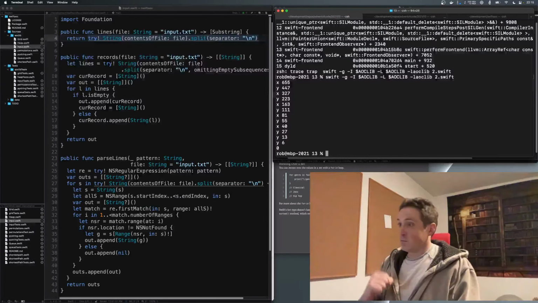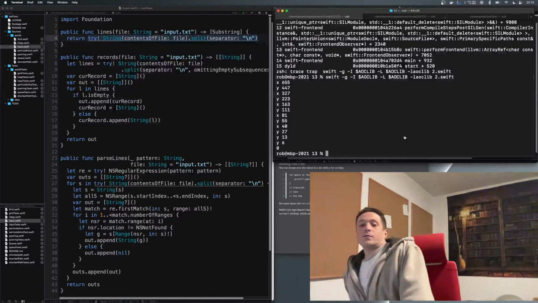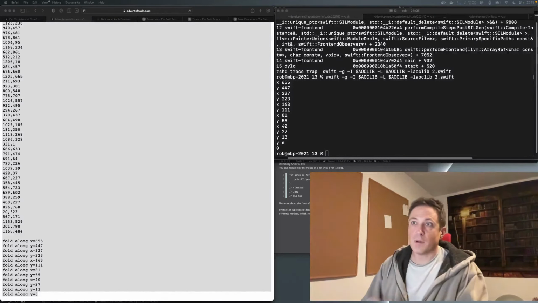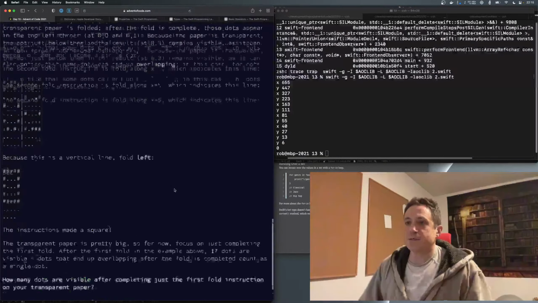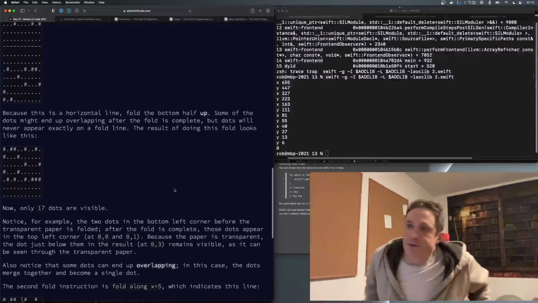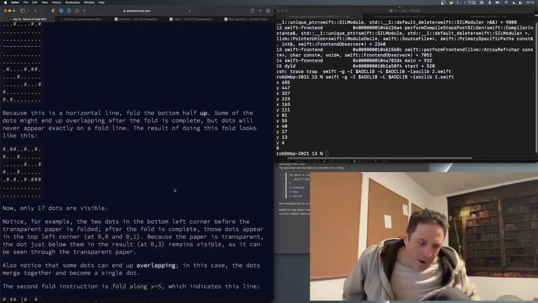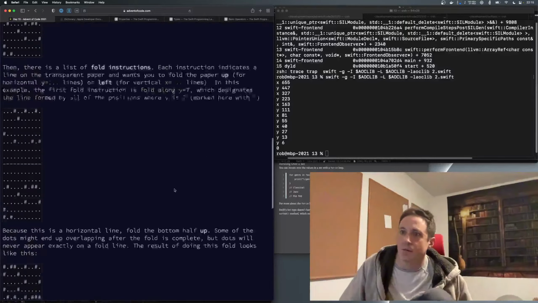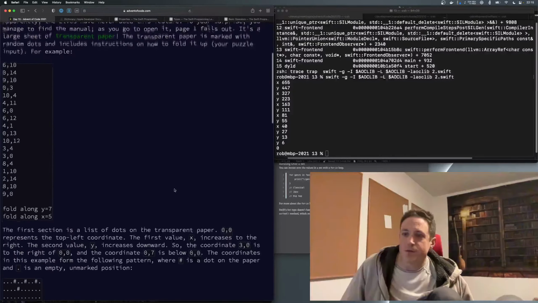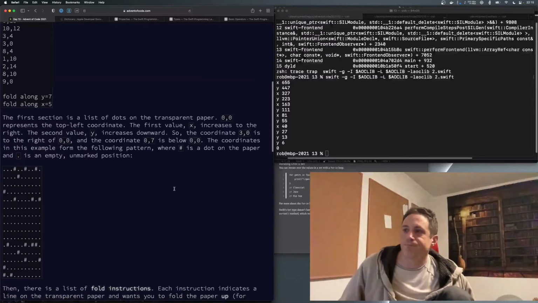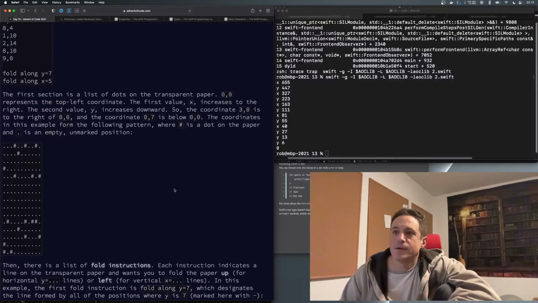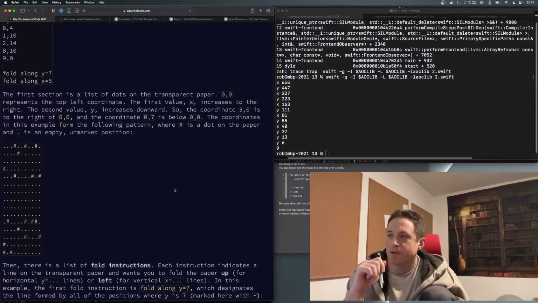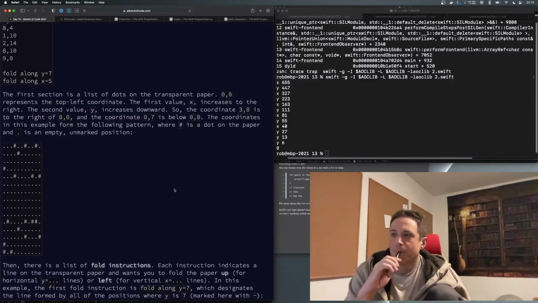Okay. Wow. That was brutal. That was brutal parsing. 15 minutes of just screwing around. Okay. Wow. Terrible. So now we're going to do a whole bunch of folds, right? List of dots. First X, Y down. Yeah.